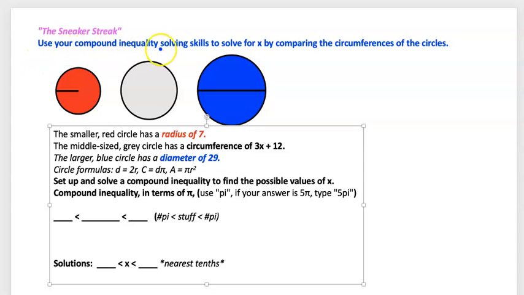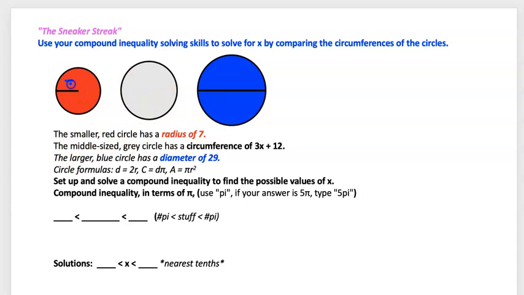Use your compound inequality solving skills to solve for x by comparing the circumferences of the circles. Wow, that's a long list of directions. So here's what we got here, friends. It says the smaller red circle has a radius of 7. The middle-sized gray circle has a circumference of 3x plus 12.